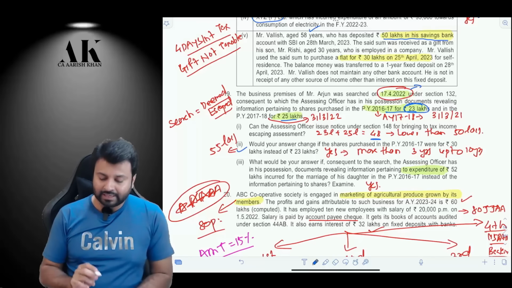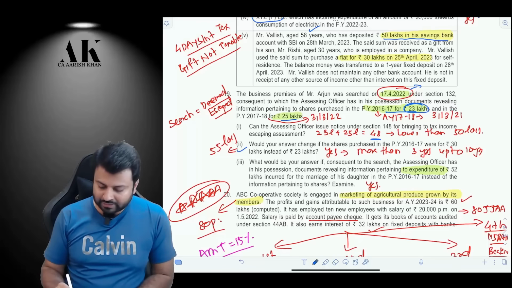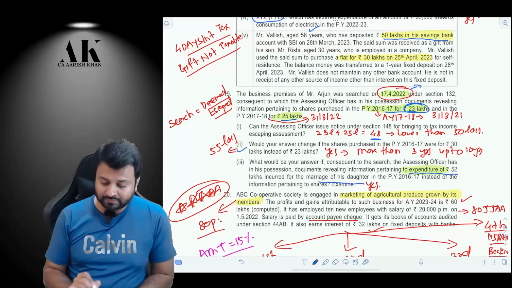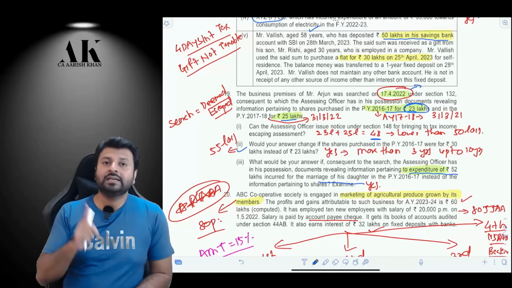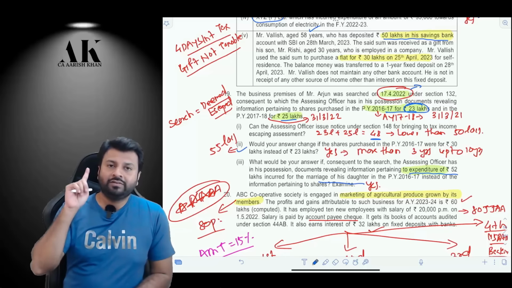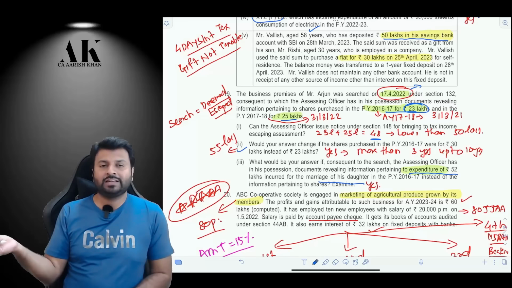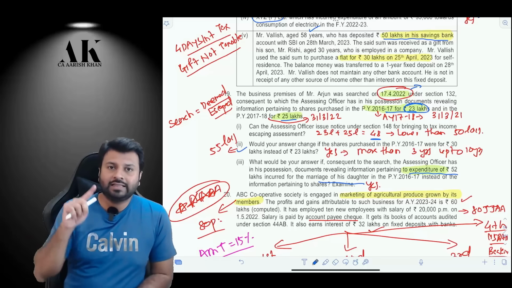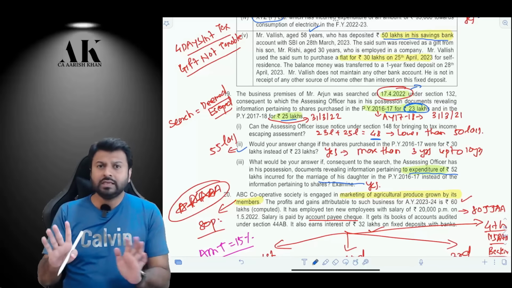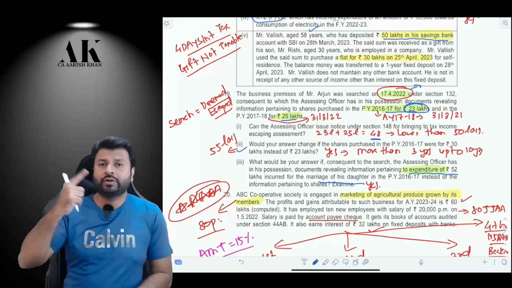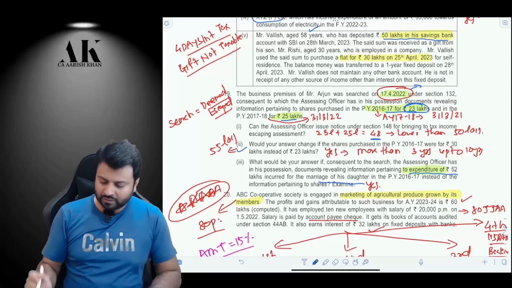Next, part 3 says that what if the AO has found that there was some expenditure of 52 lakhs incurred on the marriage of the daughter in previous year 16-17? Can he issue notice up to 10 years in that case? Yes. This is also a very latest amendment which was made in the last year only, that if there is an asset or if there is an expense or if there is an entry in the books of account, in either of the case, if it is of 50 lakhs or more, you can issue notice up to 10 years. This is what this question is all about.